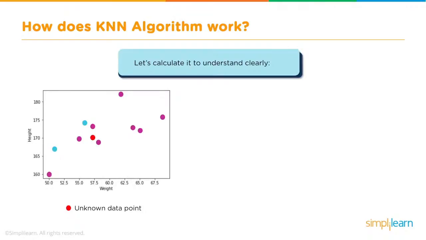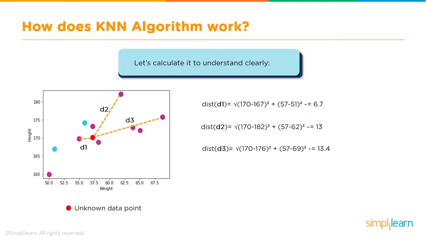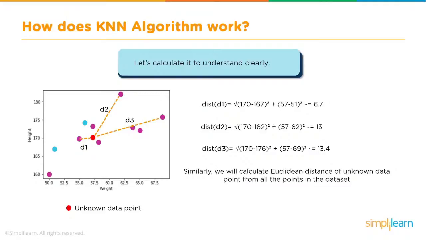So we have our unknown point, and we placed it there in red, and we have our other points where the data is scattered around. The distance d1 is the square root of (170 minus 167) squared plus (57 minus 51) squared, which is about 6.7. And distance 2 is about 13. And distance 3 is about 13.4. Similarly, we will calculate the Euclidean distance of the unknown data point from all the points in the data set.